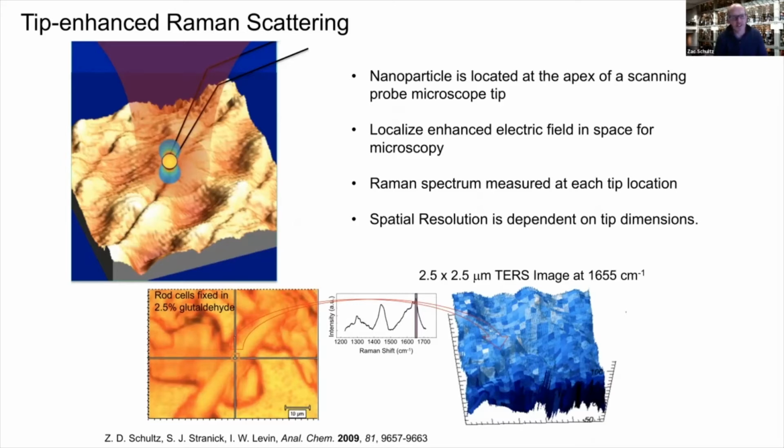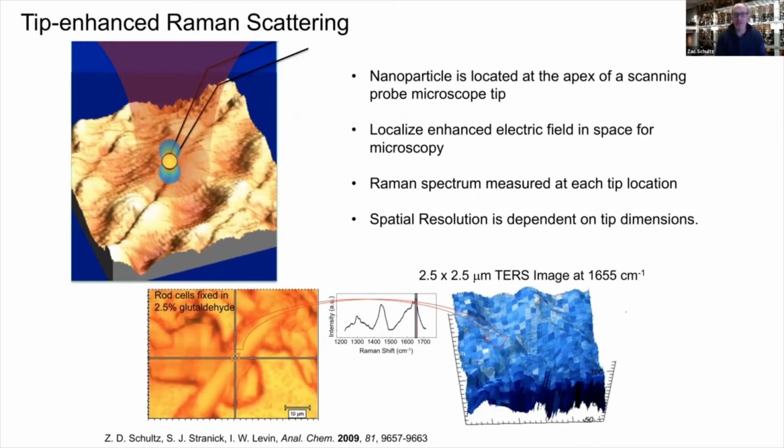And so what's shown here is actually the topography of a rod photoreceptor cell. That same rod that's kind of shown down here in the image in the bottom left, where we have a long cell that's tens, 50, 100 microns long, but we can then scan maybe a 2.5 micron image, produce a spectrum, a Raman spectrum, from the enhancement of the signal of that nanoparticle, and then plot how the change in that chemical concentration is varying. Shown here is an example of a TERS image taken and plotted for the intensity of 1655 wave numbers, which is generally representative of proteins.